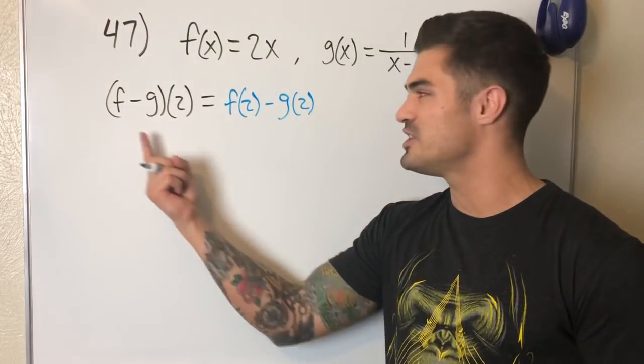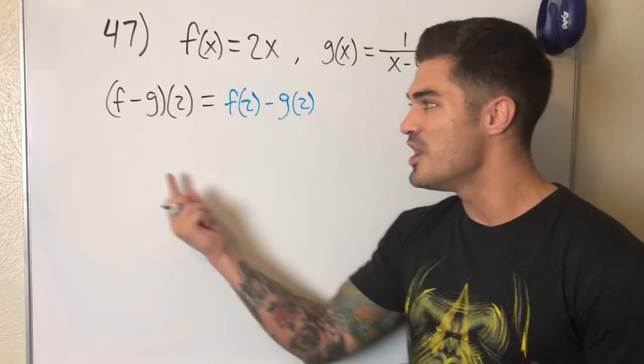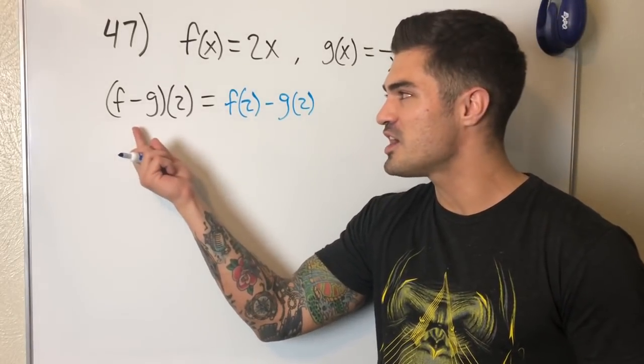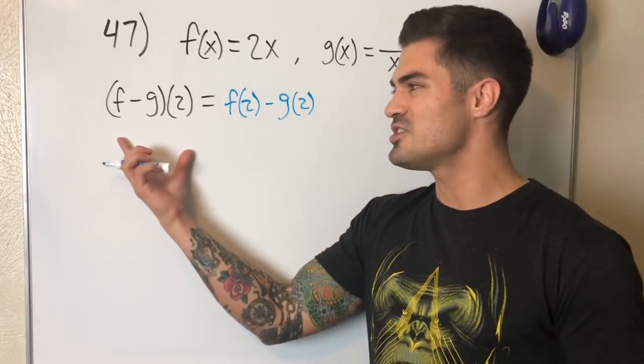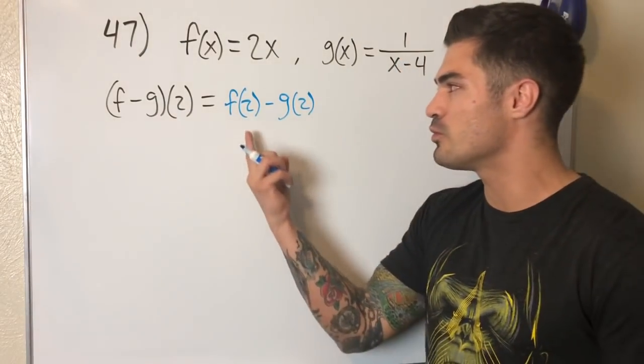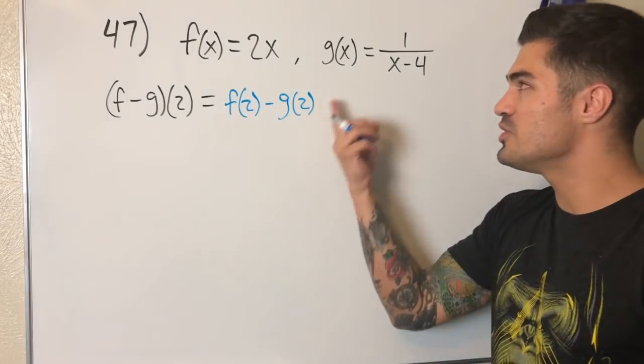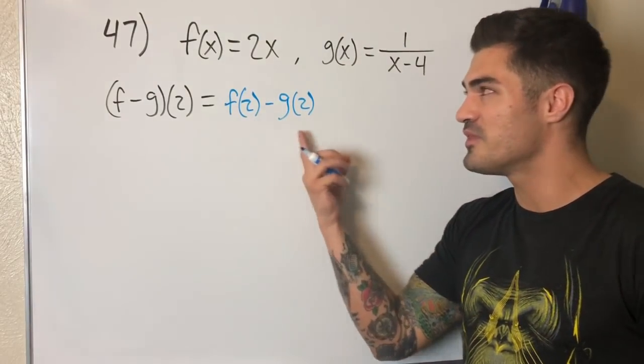And if this was a plus, it would be the same thing. It would be f of 2 plus g of 2. You could even have multiplication in here, f times g of 2, and it would be f of 2 times g of 2. So just pay attention to this notation, but other than that, it's pretty straightforward. We're plugging 2 into f and plugging 2 into g, and we're subtracting g from f.